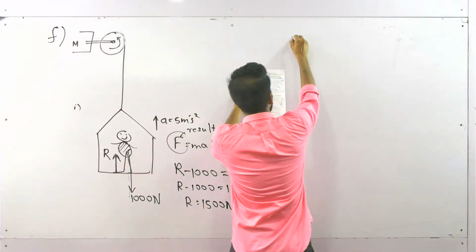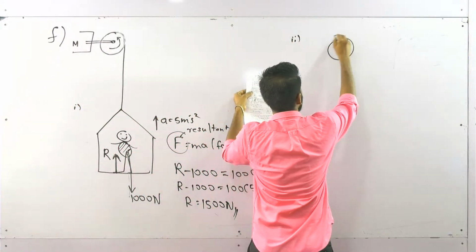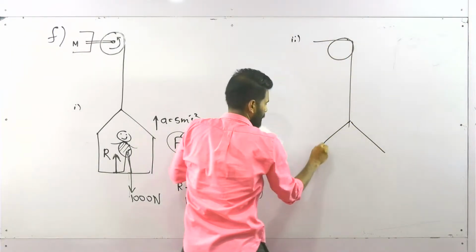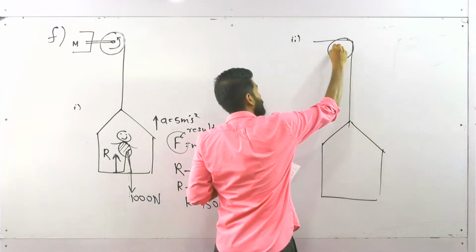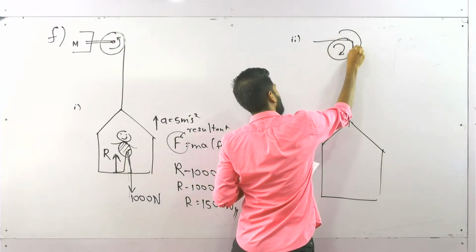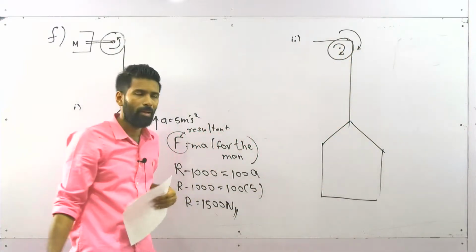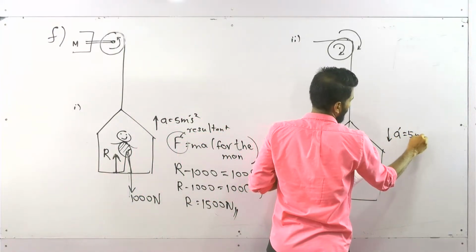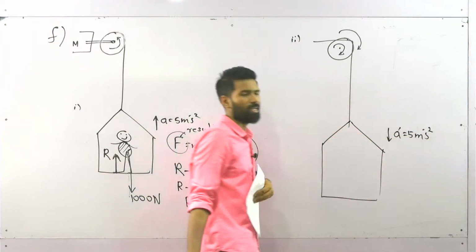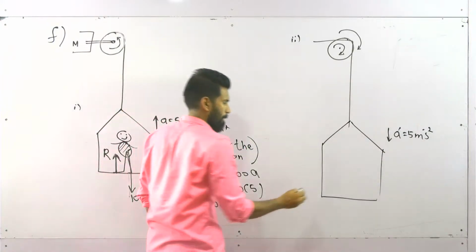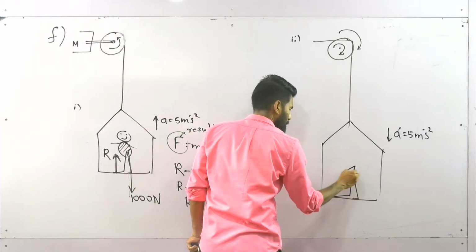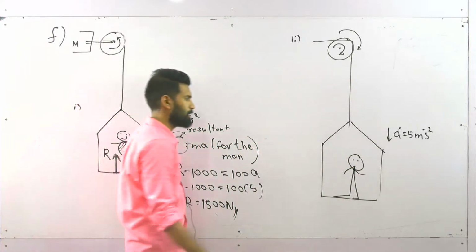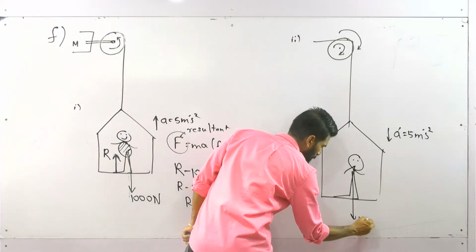In the Roman number 2, it's the same diagram, but the motion is in the opposite direction. Now the motor is turned in the other direction, and this lift moves down with the acceleration of 5 meters per square second. Now it's moving down. The man is standing inside the lift. His weight is already there, 1000 newtons.